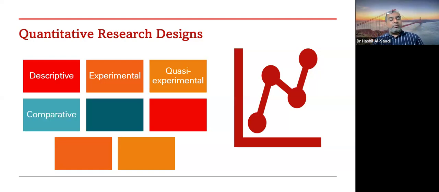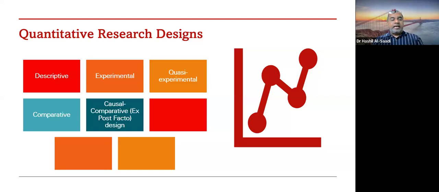Sometimes we can choose the comparative design. Okay, the purpose is to compare two situations, two variables, two phenomena, and so on. But sometimes we also have causal comparative. Causal, so we're looking at the cause and effect. Okay, cause and effect. So we want to find out, for example, what causes a particular issue. Okay, and then we'll be looking at those causal comparative relationship.